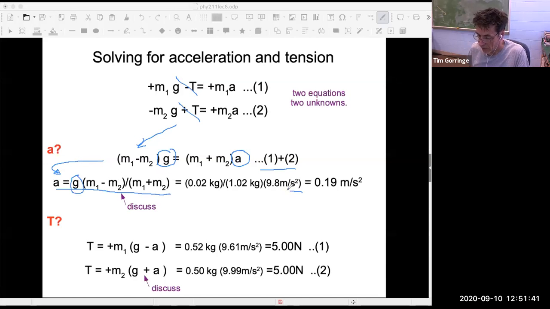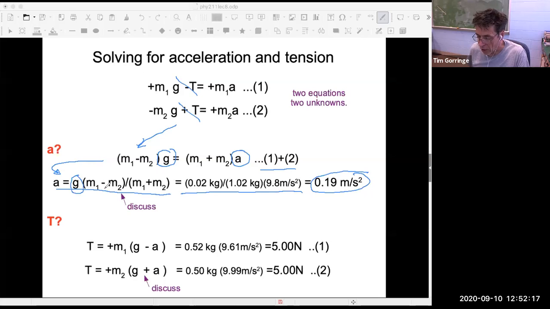And so for my particular example of a mass of 0.52 kilograms and a mass of 0.50 kilograms, I filled in the mass difference, which is the 20 grams or 0.02 kilograms. The mass sum is 1.02 kilograms, multiplied by the acceleration of gravity. Here's my diluted acceleration. And so that's the answer to the problem. And it's an explanation of where this dilution of the acceleration of gravity comes from.